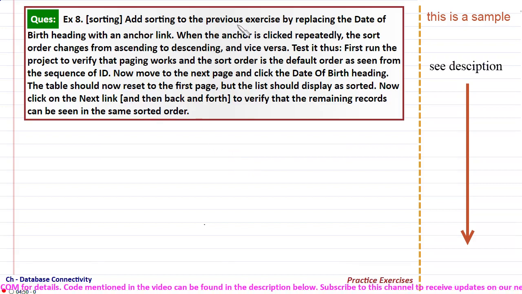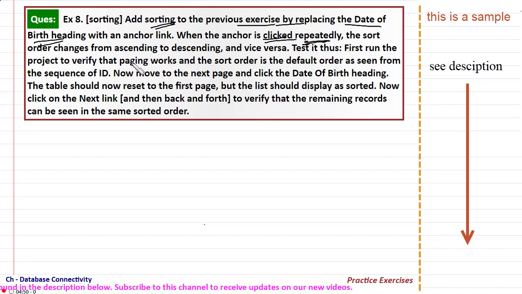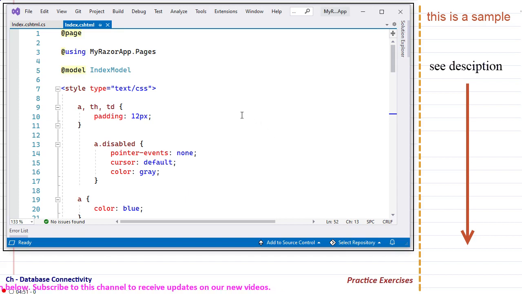Add sorting to the previous exercise by replacing the date of birth heading with an anchor link. So basically we have to add sorting, and when the anchor is clicked repeatedly, the sort order should change. You can read the whole question and I'll show you what we have to do actually.